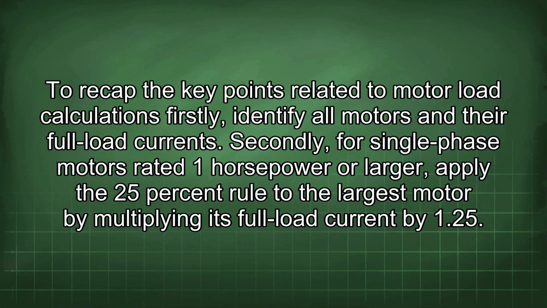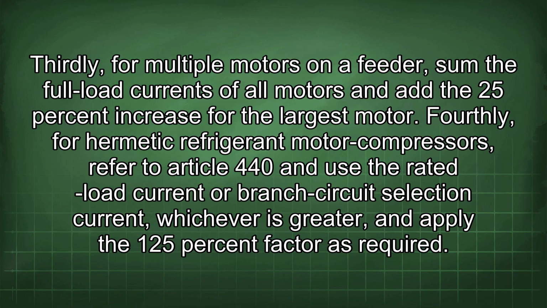To recap the key points related to motor load calculations: firstly, identify all motors and their full load currents. Secondly, for single-phase motors rated 1 horsepower or larger, apply the 25% rule to the largest motor by multiplying its full load current by 1.25. Thirdly, for multiple motors on a feeder, sum the full load currents of all motors and add the 25% increase for the largest motor. Fourthly, for hermetic refrigerant motor compressors, refer to Article 440 and use the rated load current or branch circuit selection current, whichever is greater, and apply the 125% factor as required.